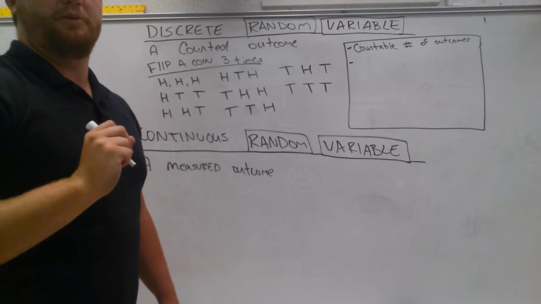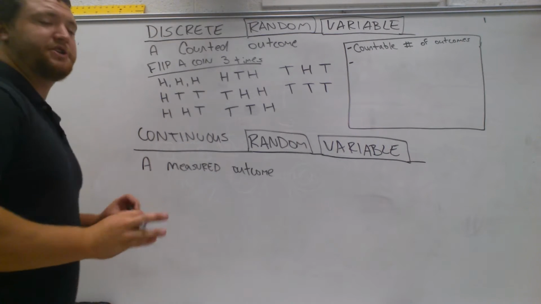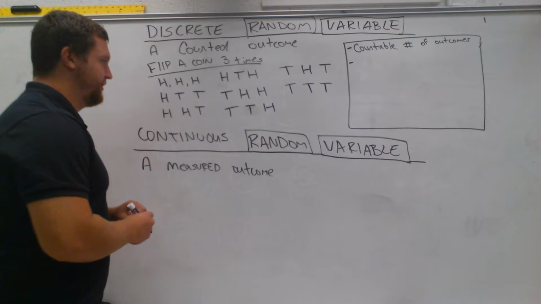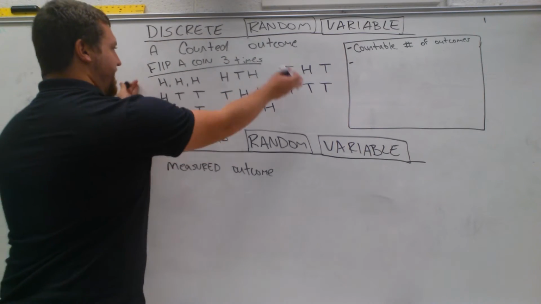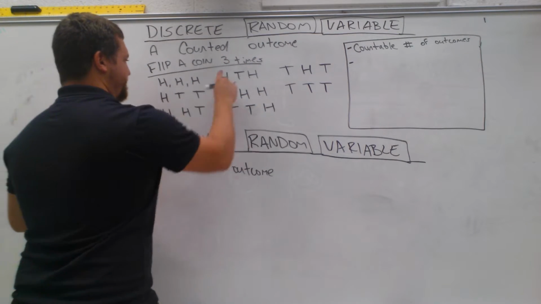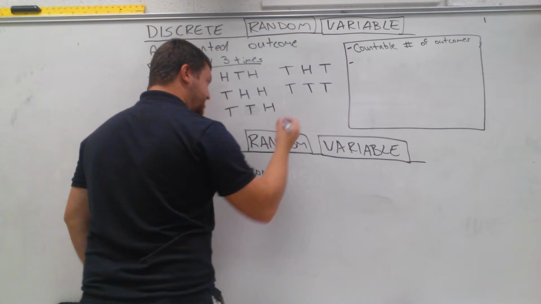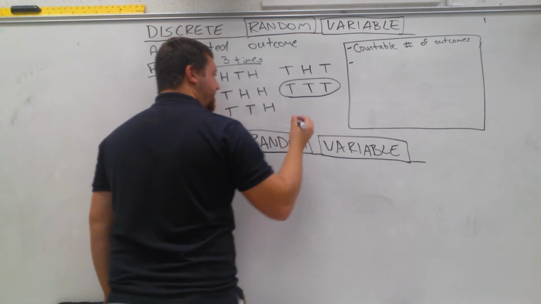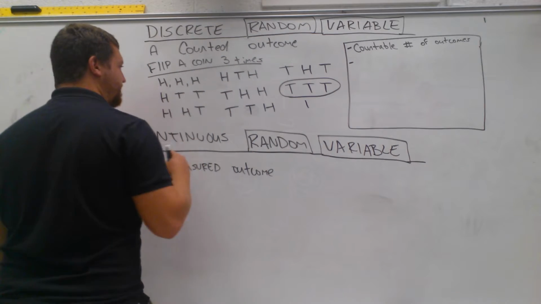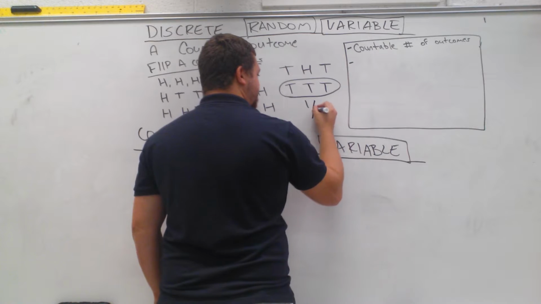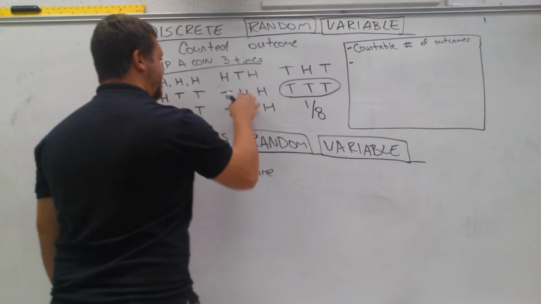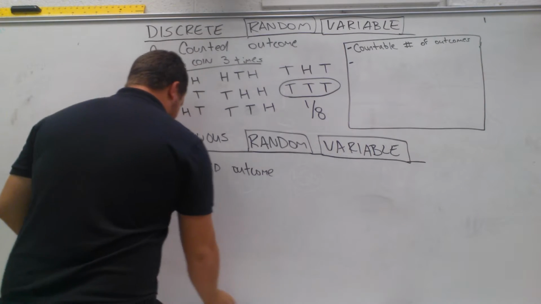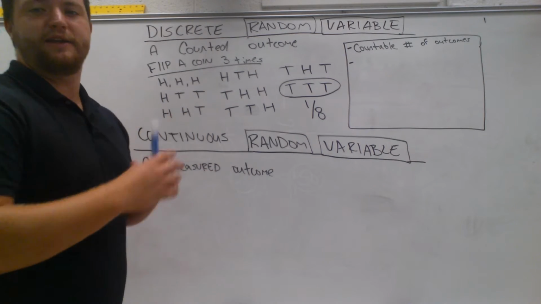Each outcome should have a probability. So, okay, what are the chances that I flip a coin and I get tails, tails, tails? How many times do you see that in all of my outcomes? Nope, nope, nope, nope, nope, nope, nope. Boom. Okay. So the chances of me getting all tails is 1, so there's only 1 here, out of 8. Because there's 8 total. 1, 2, 3, 4, 5, 6, 7, 8. 1/8. Boom.